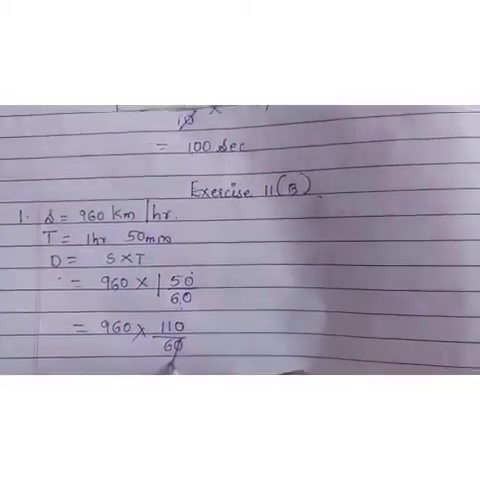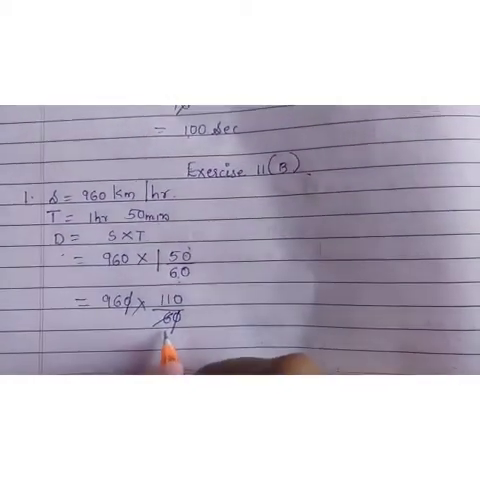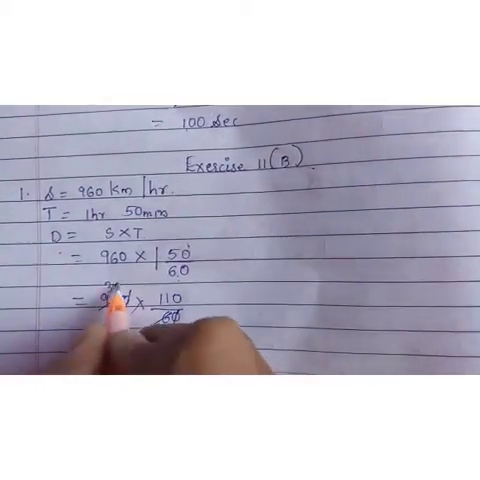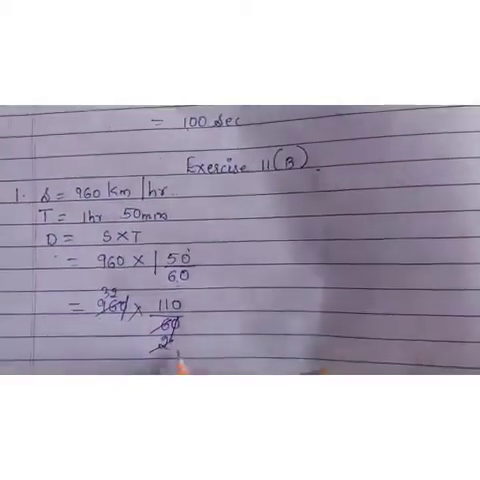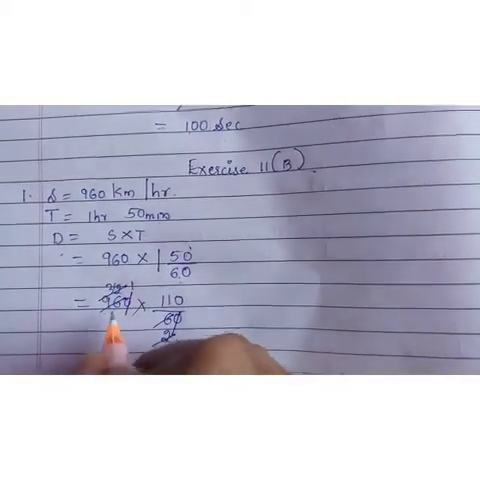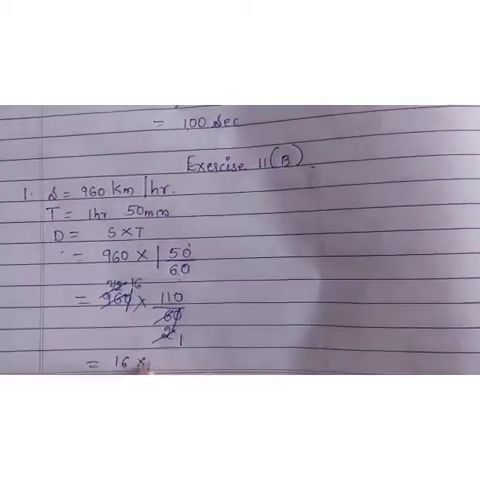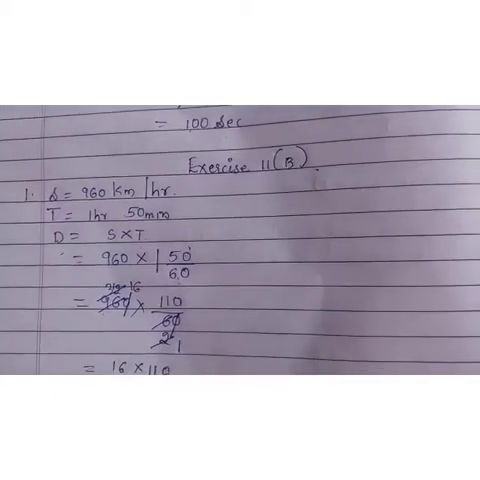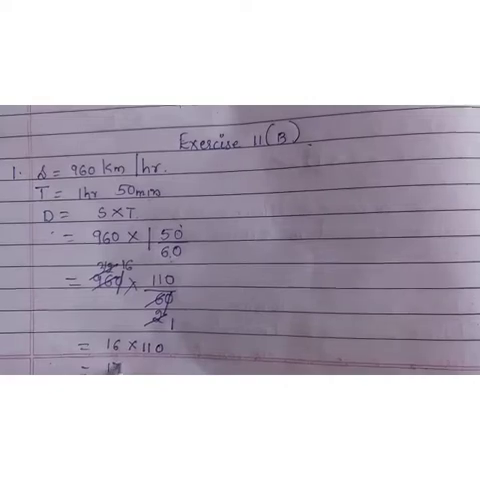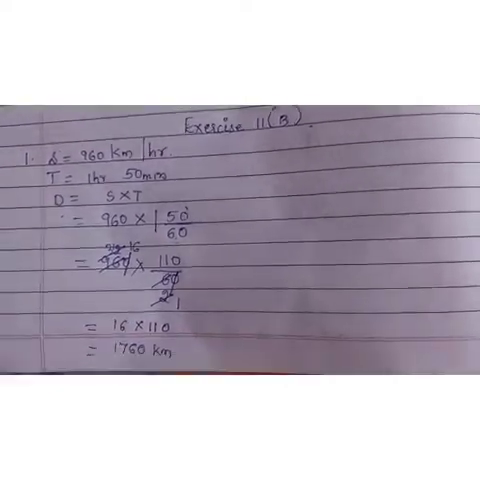Now next, 1 zero gets cancelled. Next, 3 2s are 6, 3 3s are 9 and 3 2s are 6. Next, 2 1s are 2, 2 1s are 2, 1 remainder, it becomes 12, 2 6s are 12. What is remaining? 16 into 110. So children, when you multiply this, you get the answer 1760 kilometers. Is it clear?